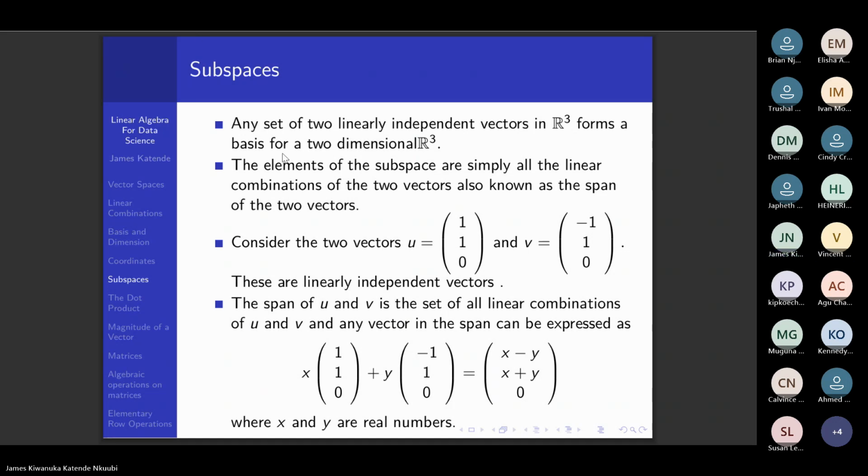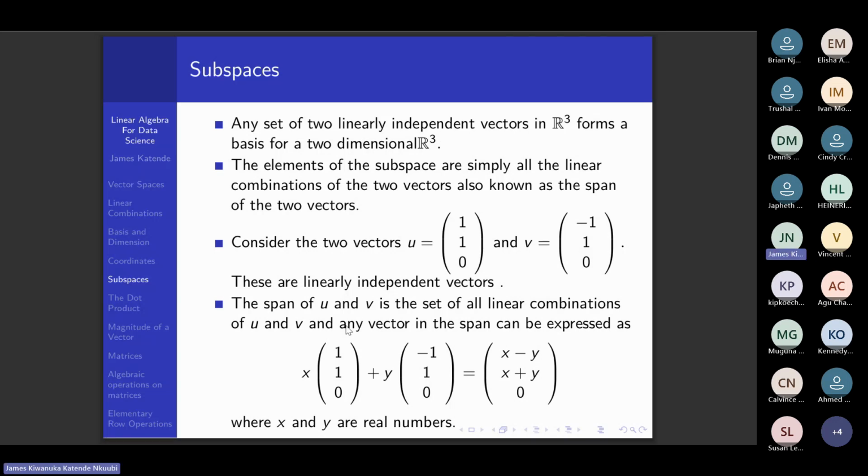The other thing you can state is the following. If you have any two linearly independent vectors in R3, the set of all linear combinations of those two vectors will form a subspace of R3, and a two-dimensional subspace. So it means if you pick any two linearly independent vectors in R3, you can actually construct a subspace of R3. To illustrate that, we pick two vectors which are linearly independent. U and V, in this case, are linearly independent in R3.